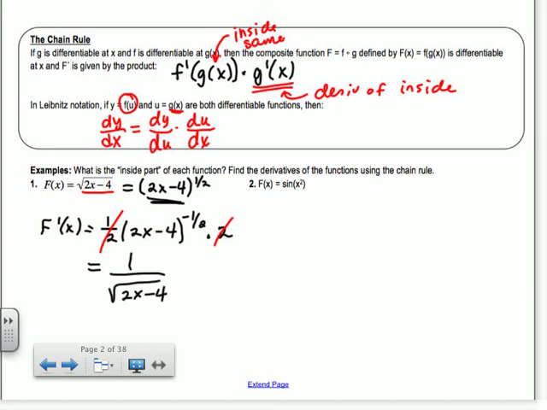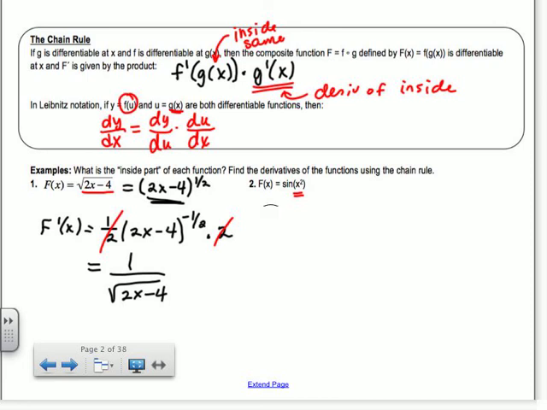So it's 1 over the square root of 2x minus 4, because negative 1/2 power is 1 over the square root. Make sense? Okay. What's the inside part of 2? Just right there, x squared. We know how to find the derivative of a sine of u. Derivative of sine of u would be cosine of u, right? So we know how to do that derivative.